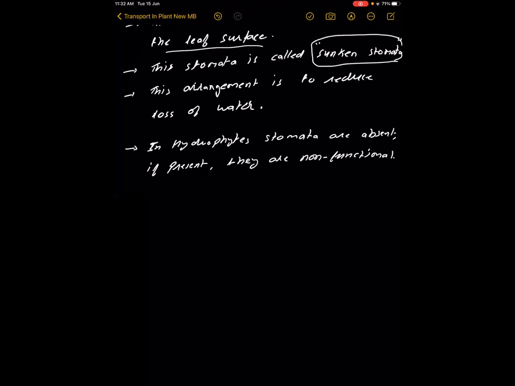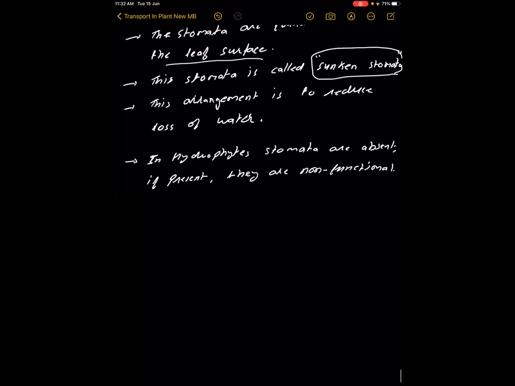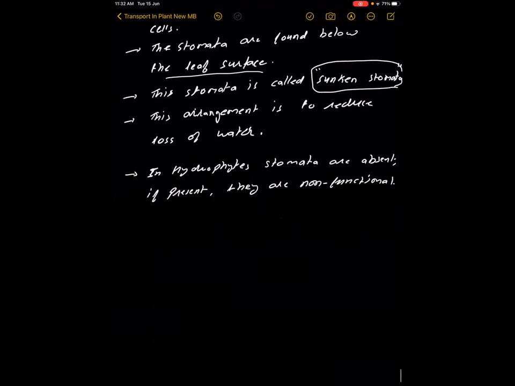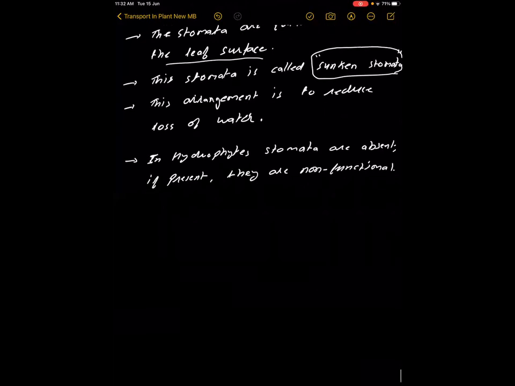So, two extreme conditions. One is the xerophytic condition, where stomata are present but sunken to avoid transpiration, and in hydrophytes stomata are absent or non-functional. This is the distribution of stomata. Next is the type of leaf on the basis of arrangement or presence of stomata.